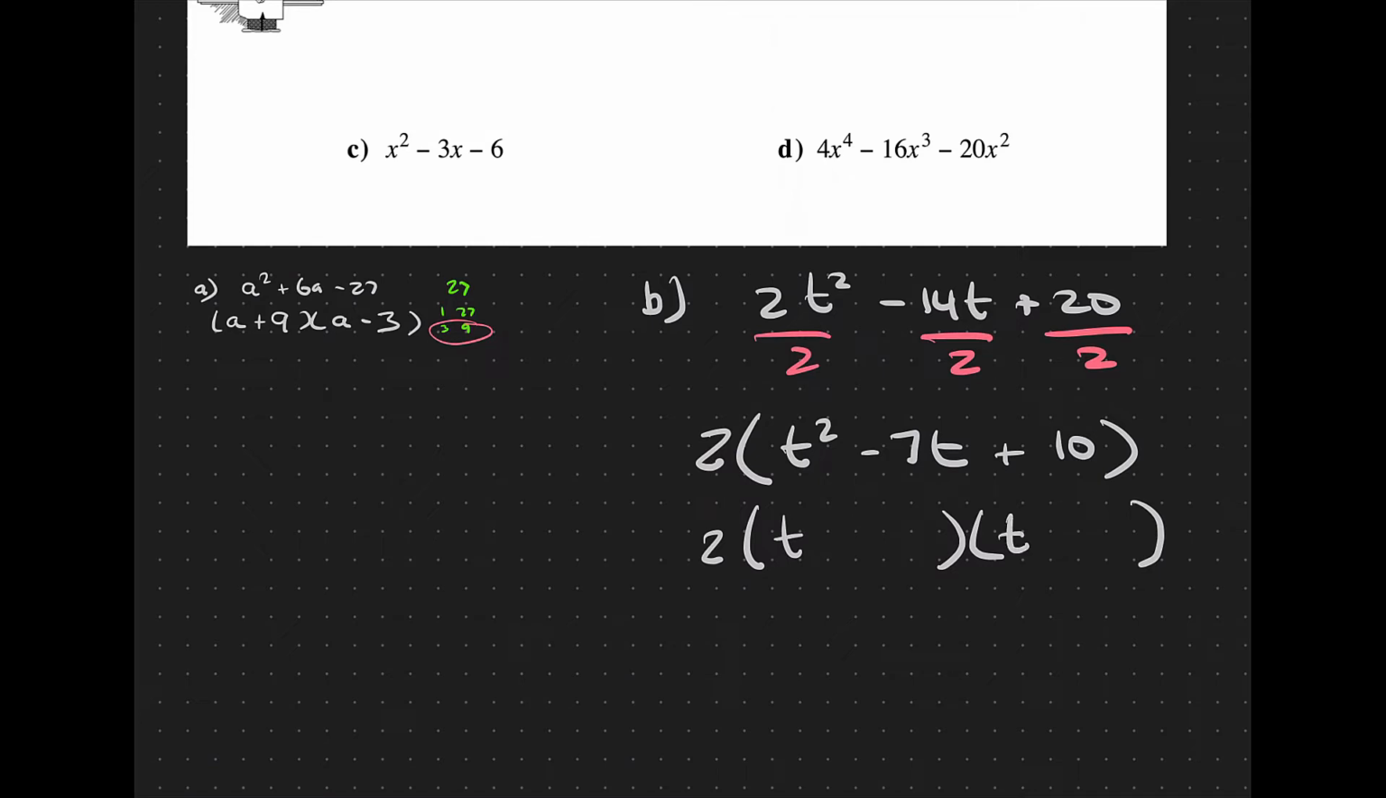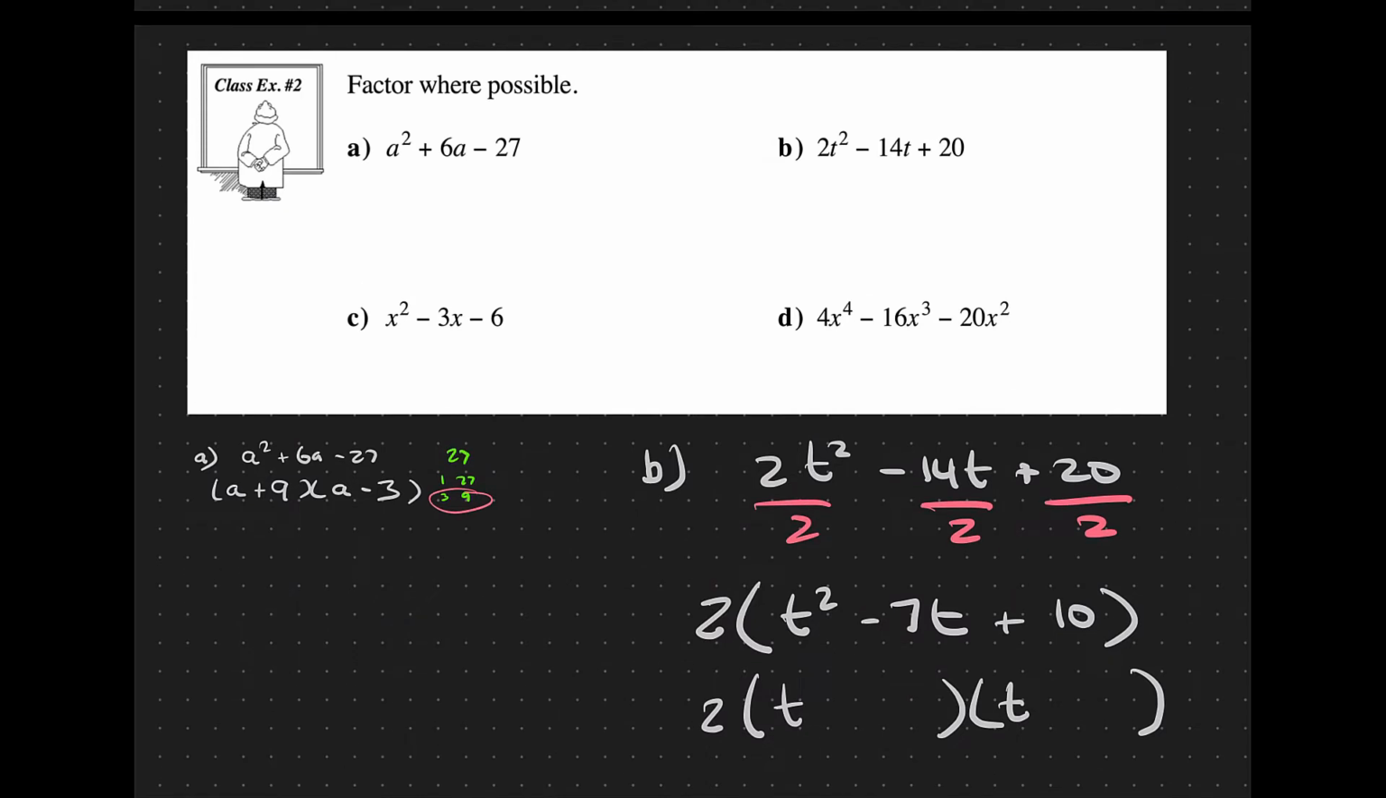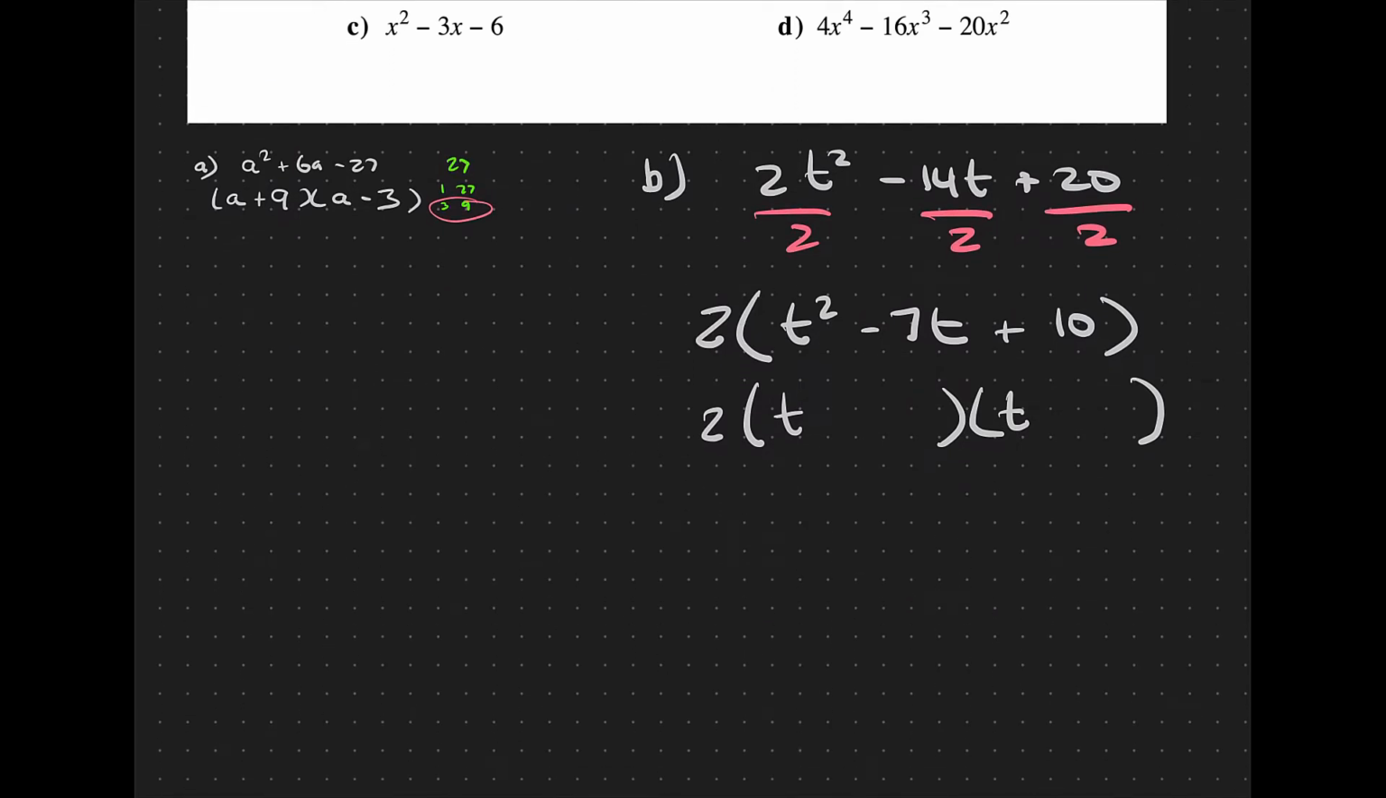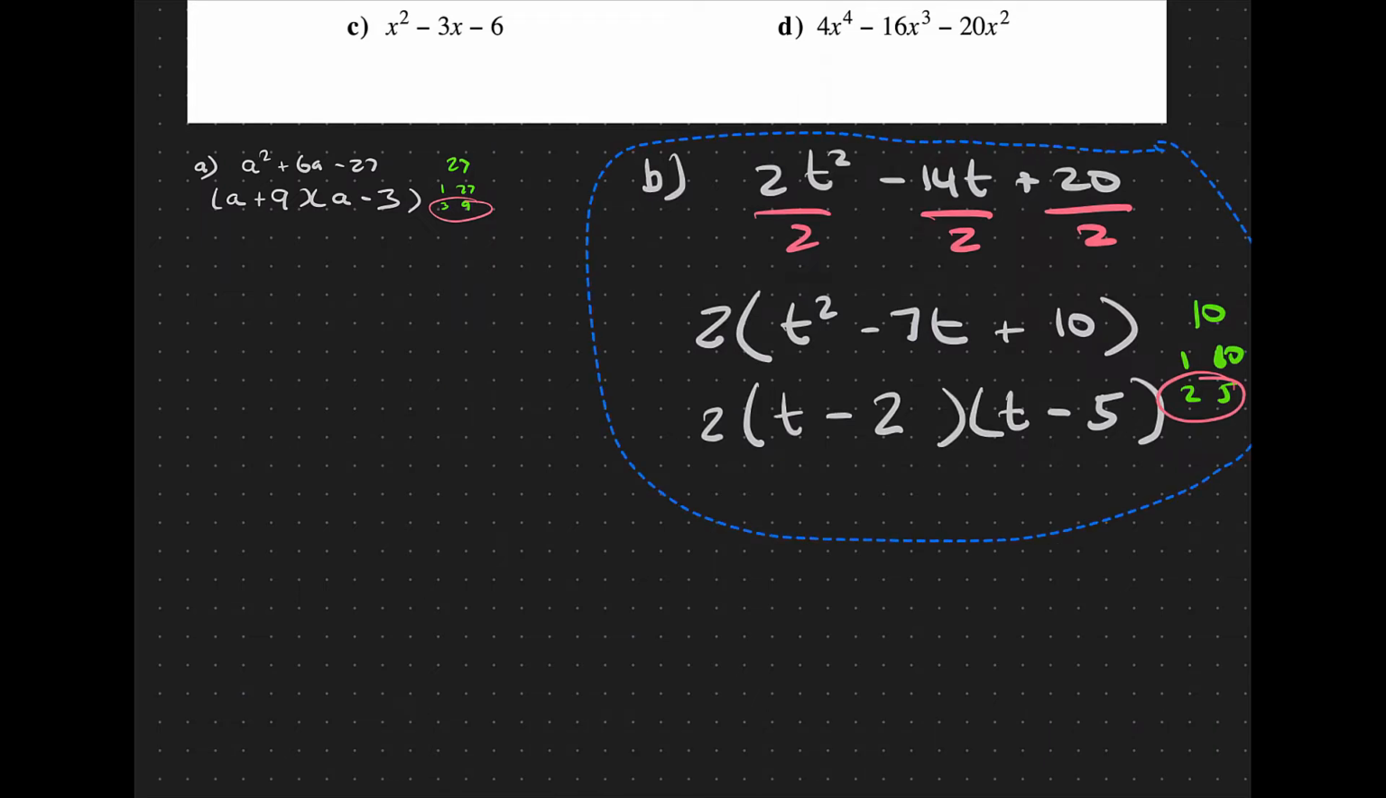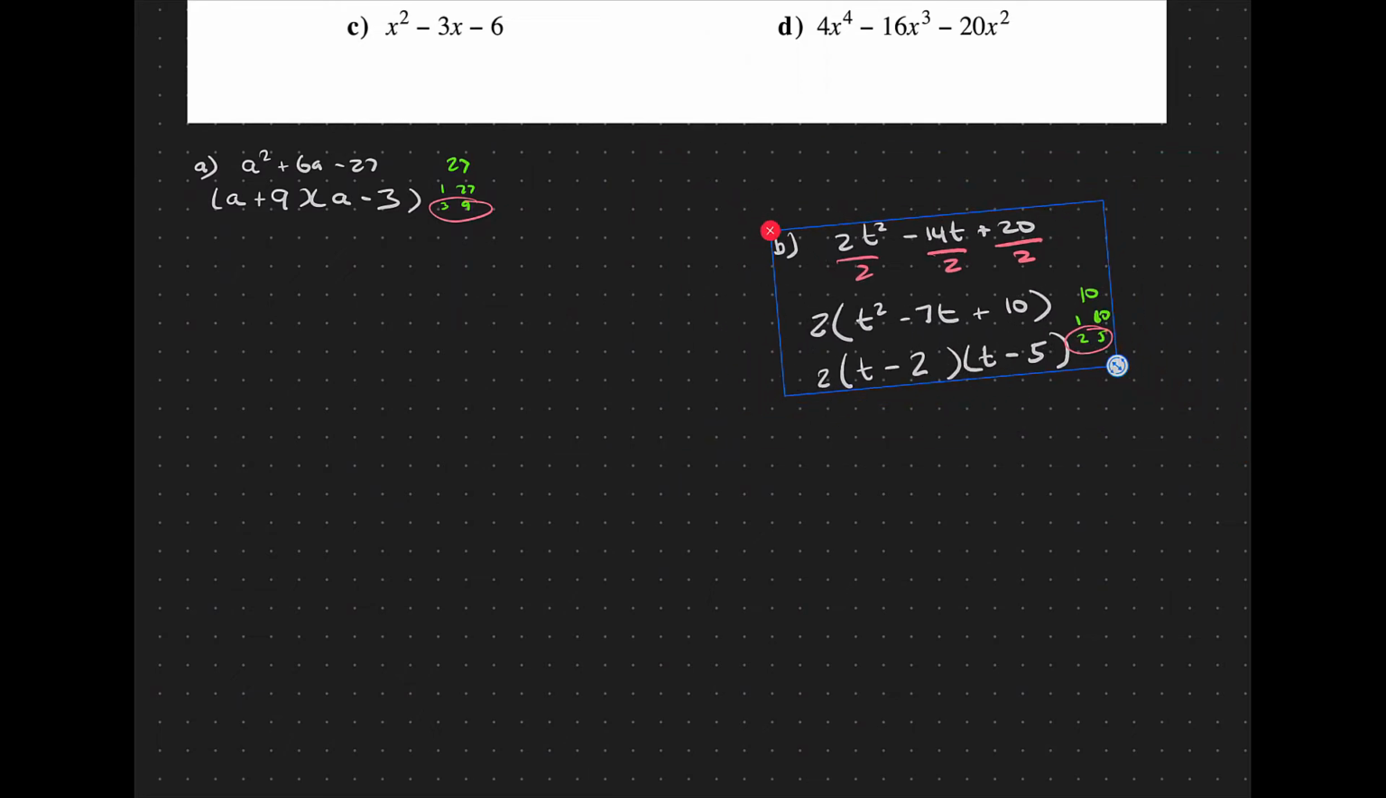t and t. The signs are the same. They're both negative. Make sure I copied that down right. Yes. Okay, so both signs are negative, and let's take a look at 10. What can I do? 1 and 10, 2 and 5, and 2 plus 5 is 7. So the 2 and 5 go right there. Awesome.